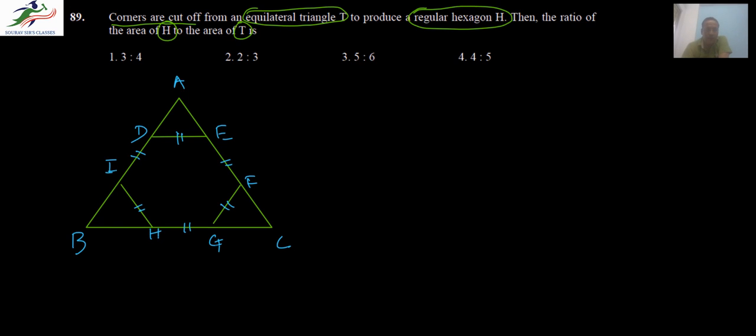And now we know that in the triangle ABC, which is equilateral, angle A is 60 degrees, angle B is 60 degrees, and angle C is 60 degrees. And we have to understand that the line that is drawn to cut off the corners, for example DE, is parallel to BC. So therefore the corresponding angles are equal. So angle D is 60, angle E is also 60, which means the triangle ADE is equilateral.